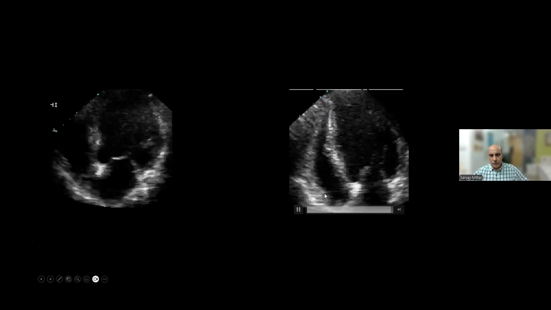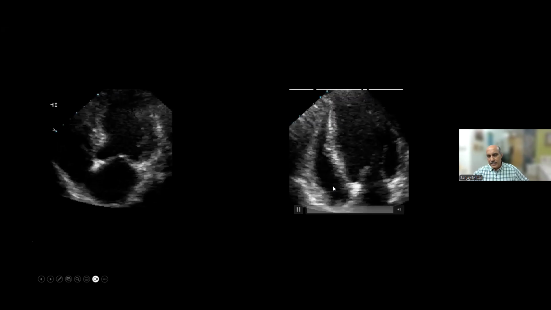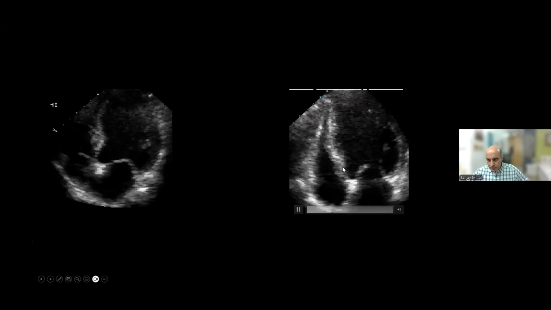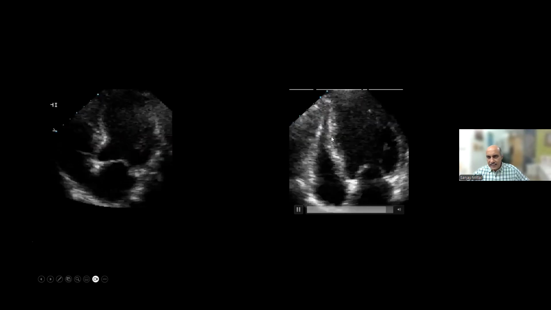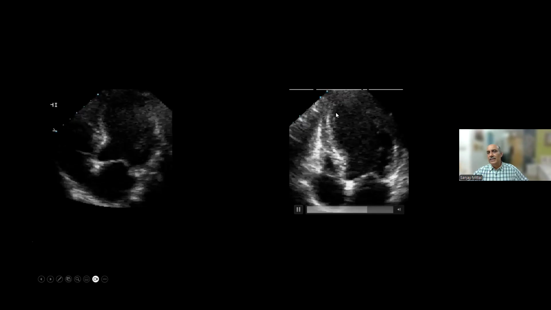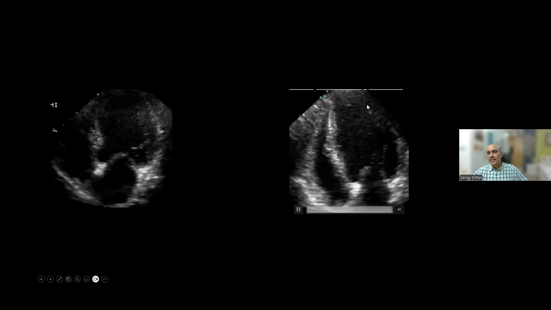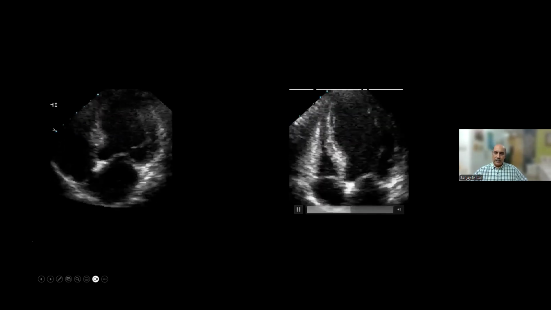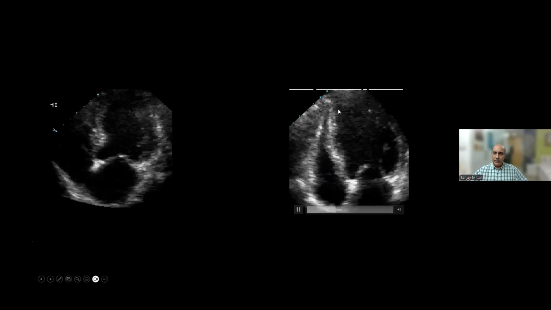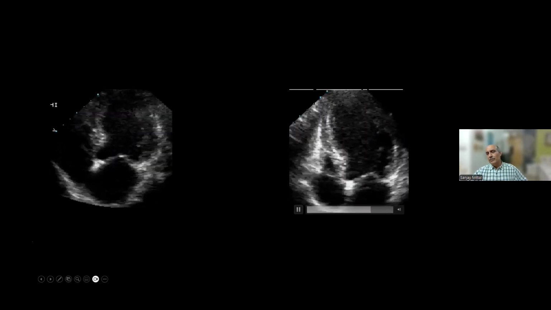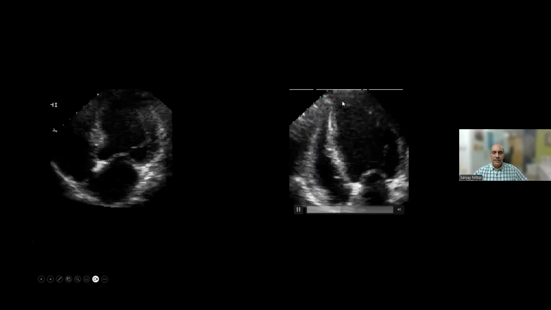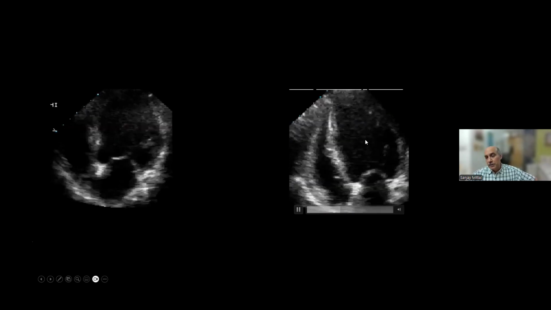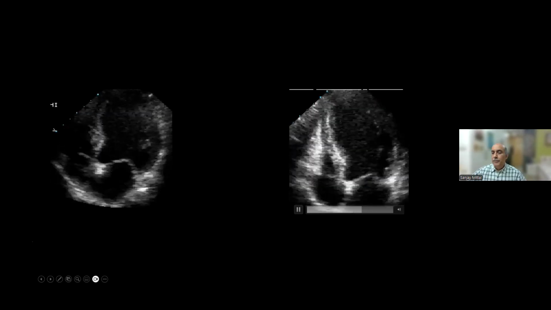This is also a four-chamber view. This is the left atrium, right ventricle, and the left ventricle. The basal septum is normal, mid septum is akinetic, apical septum is akinetic, apical lateral is akinetic, mid lateral is hypokinetic, basal lateral is okay. So there are three akinetic segments and one hypokinetic segment. Out of the six segments scored here, four segments are dysfunctional compared to only two segments which may be normal.